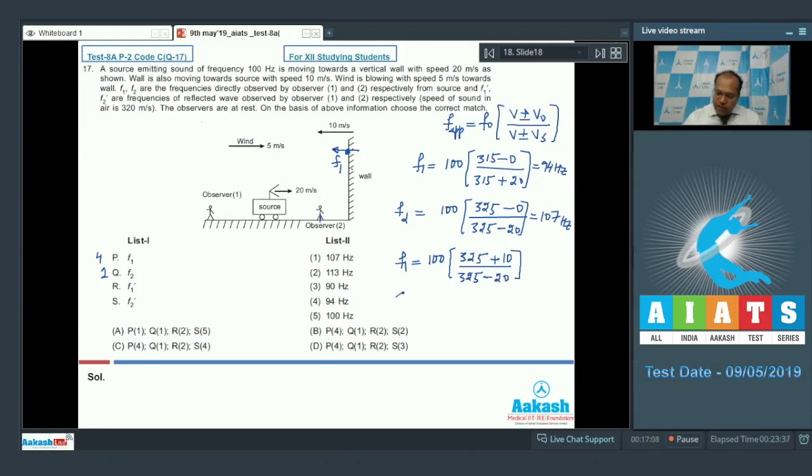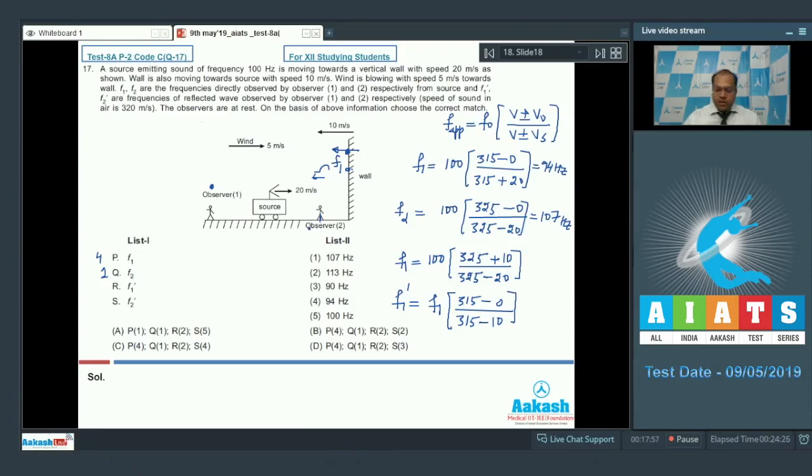Now for f1 dash, I have to write f1 into, now this is source and this is observer. So for this observer, the source signal moves in this direction and the velocity of wind is opposite to that. So this can be written as 315 minus velocity of observer, that is 0, divided by 315, and the velocity of source with respect to this observer is moving closer. So this can be written as minus 10.